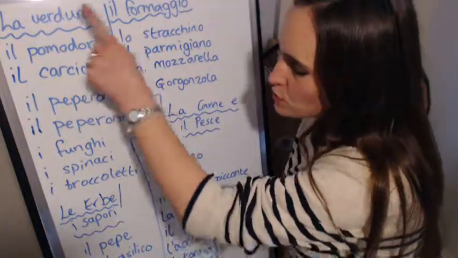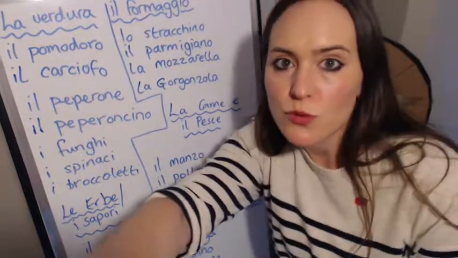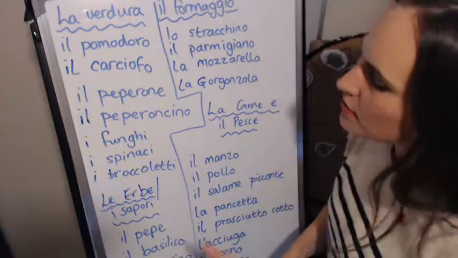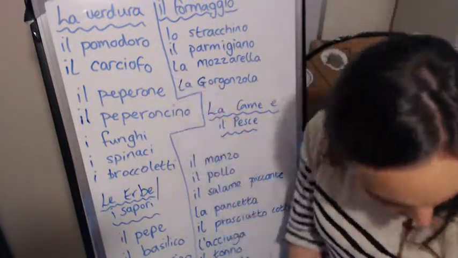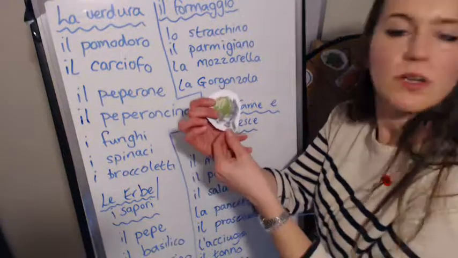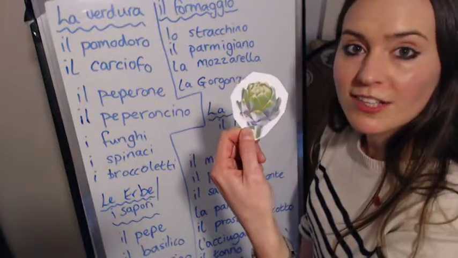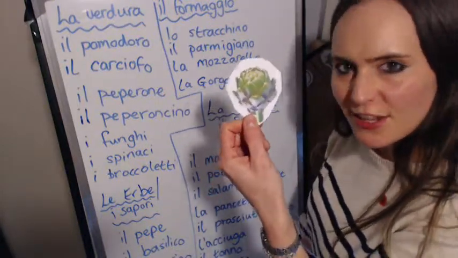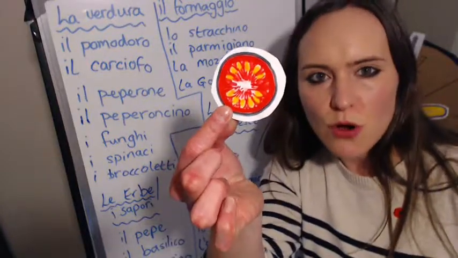So, la verdura is vegetables, greens. Verdura, like verde, remember, yeah? Green colours. Il pomodoro. Il carciofo, scusate, what is it? Questo qui. Il carciofo, even in Italian I get the words a bit stuck. Il carciofo, il pomodoro.